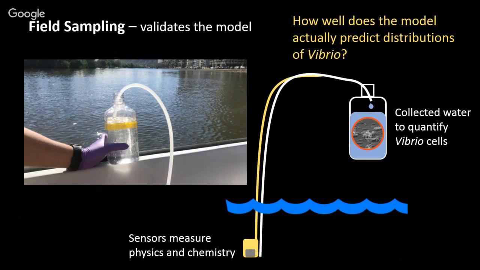So we're on a boat, and we put sensors in the water, and we're also taking water to actually quantify the Vibrio cells. How many are there in this water from the same depth. So we have one way of measuring both the environmental and the biology at the same time.